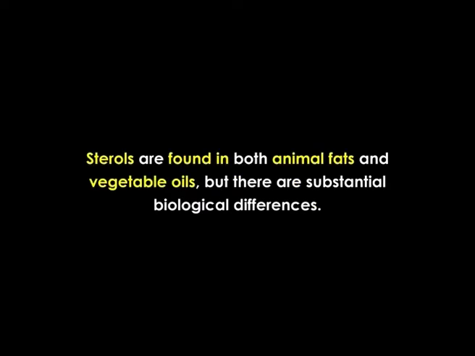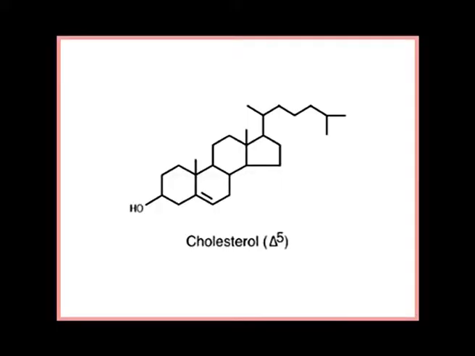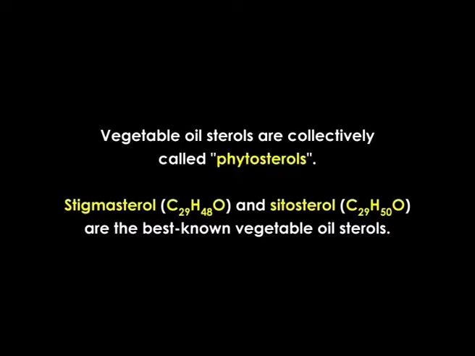Moving to sterols, they are found in both animal fats and vegetable oils, but there are substantial biological differences. Cholesterol is the primary animal fat sterol and is found in vegetable oils in only trace amounts. Vegetable oil sterols are collectively called phytosterols. Stigmasterol and sitosterol are the best known vegetable sterols.